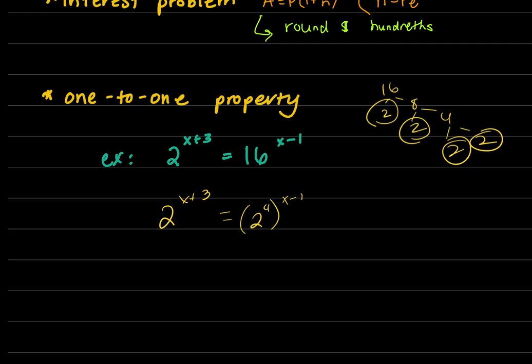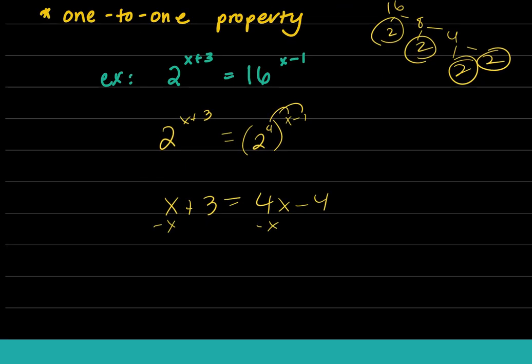Now here's the most common mistake made on these: not distributing whatever this power is to both things. You've got to make sure you distribute it to both. So I ignore the base, x plus 3 would equal, and distribute this, 4x minus 4. Subtract the x. Add the 4. And divide by 3. X equals 7/3.